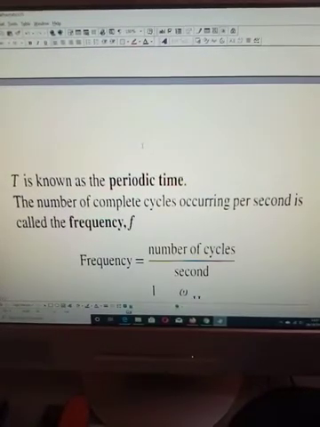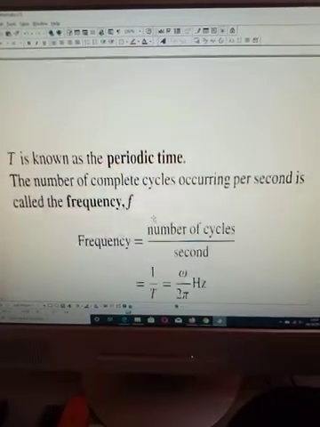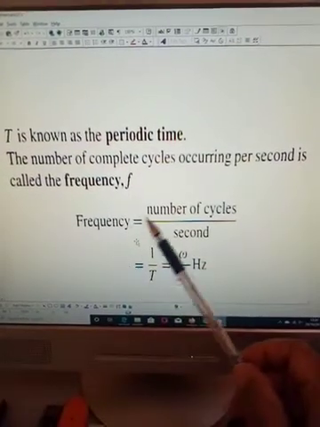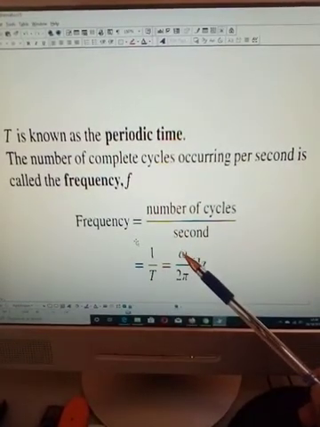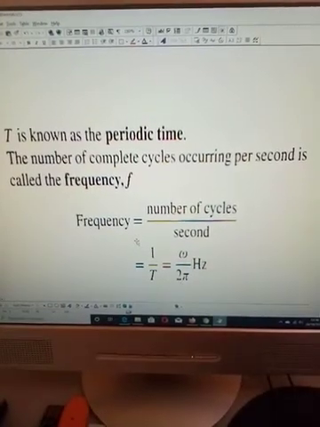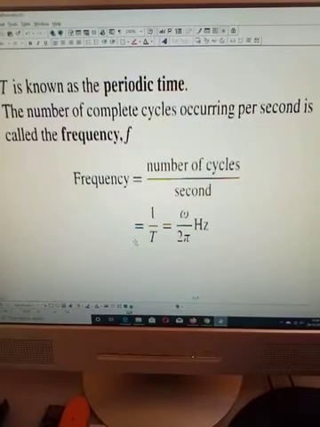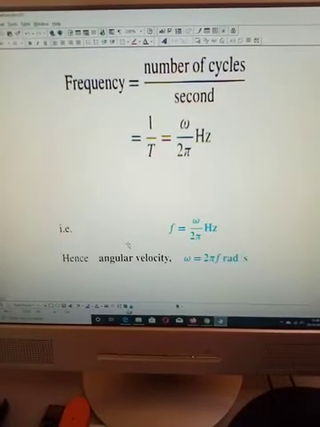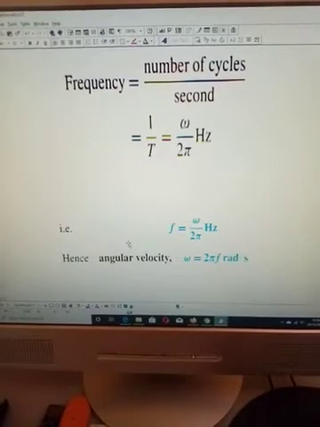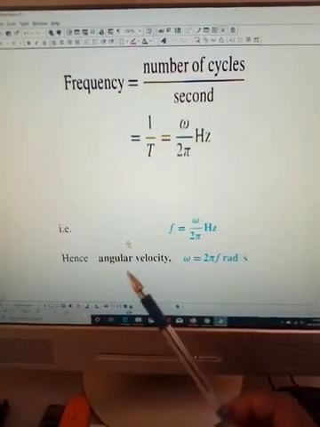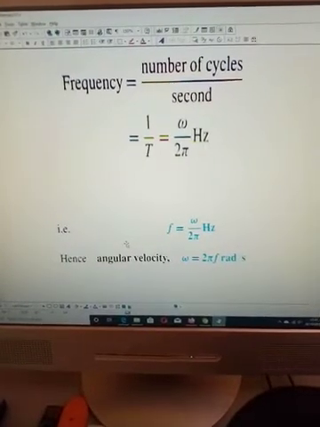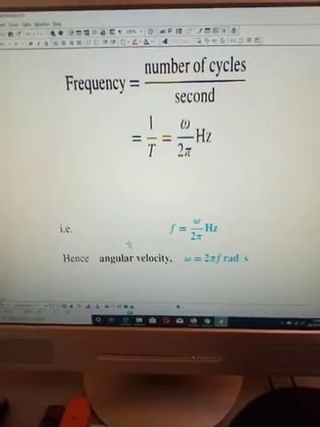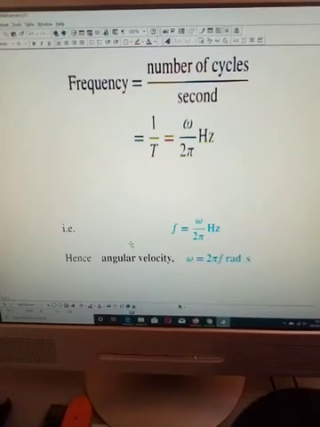The number of complete cycles occurring per second is called the frequency, f. So here we have f equals number of cycles over seconds. f equals 1 over t equals omega over 2 pi, which will give you the frequency in hertz. Now remember that angular velocity omega will give you angular velocity per second. That means the rate at which the coils are rotating and cutting that electromagnetic field to generate that AC waveform.